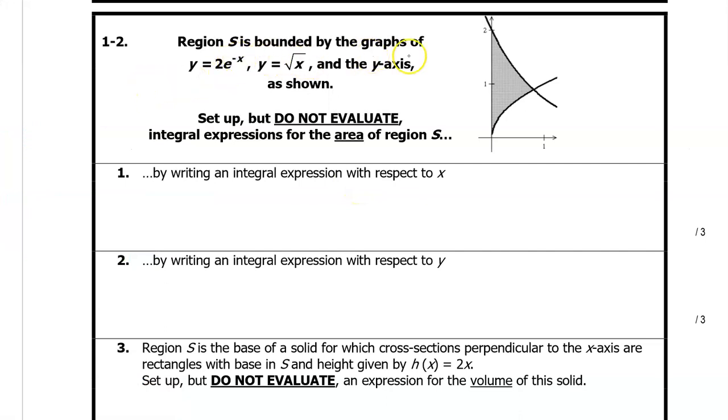Region S is bounded by the graphs of y equals 2e to the negative x power, y equals the square root of x, and the y-axis as shown. Set up, but do not evaluate, integral expressions for the area of region S.